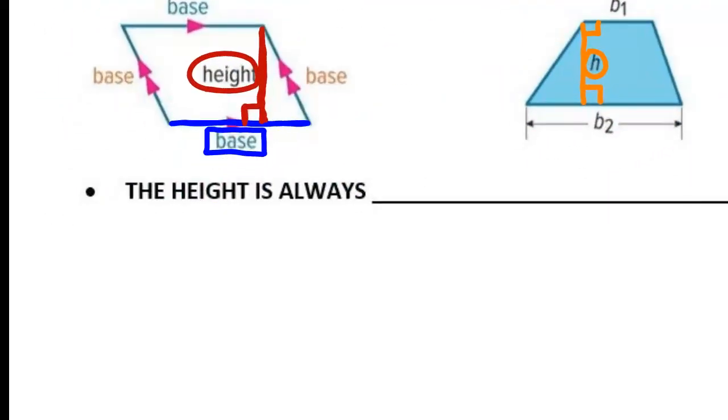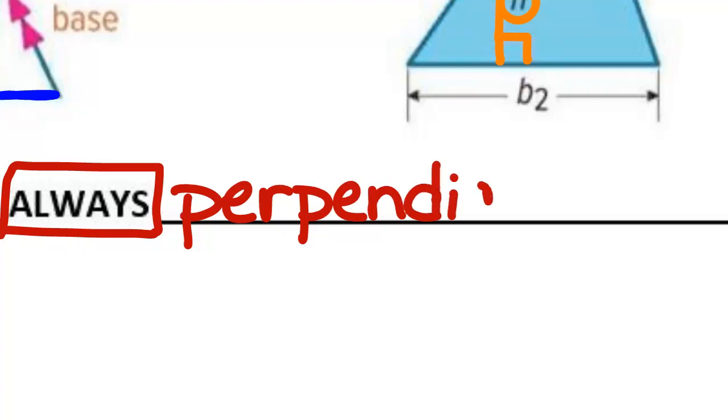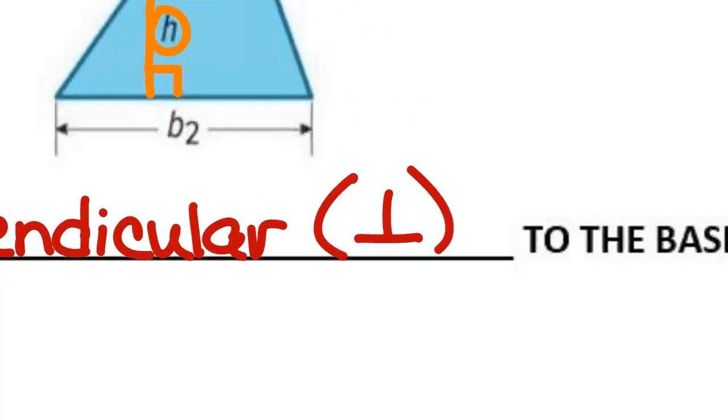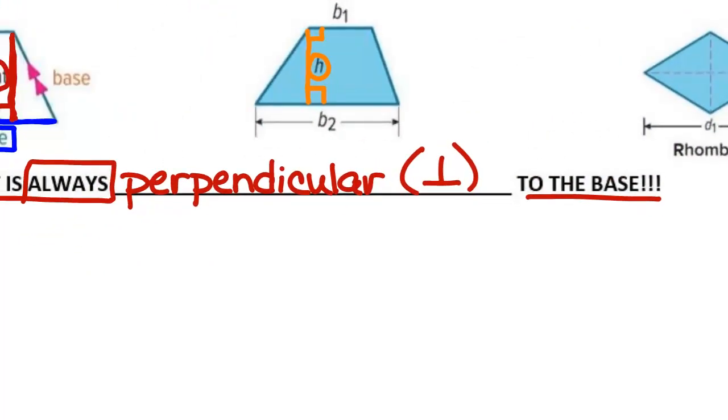The height is always perpendicular, or sometimes you'll see this symbol, to the base. Perpendicular again means forms a right angle.